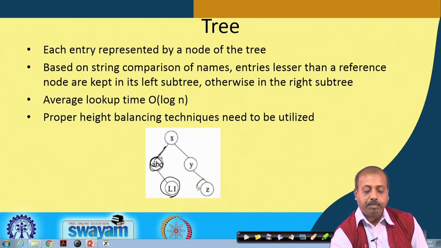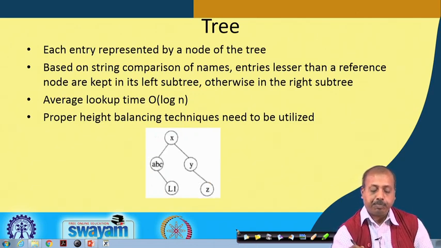Similarly, when Z comes, Z is greater than x, so it is in the right subtree of x. Then compared with y, it is greater than y. So, Z is ultimately put in the right subtree of y.